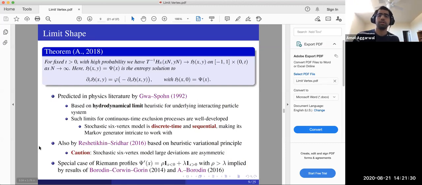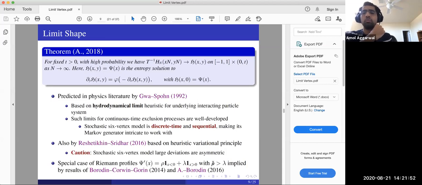Okay, and the last historical remark I want to make is that it was proven for special cases of so-called Riemann profiles. For the Riemann profile, I'm taking the derivative of psi, which is more or less giving you the density of incoming arrows. So that's like a step function: to the right of 0, it's some rho, and to the left of 0, it's some lambda.